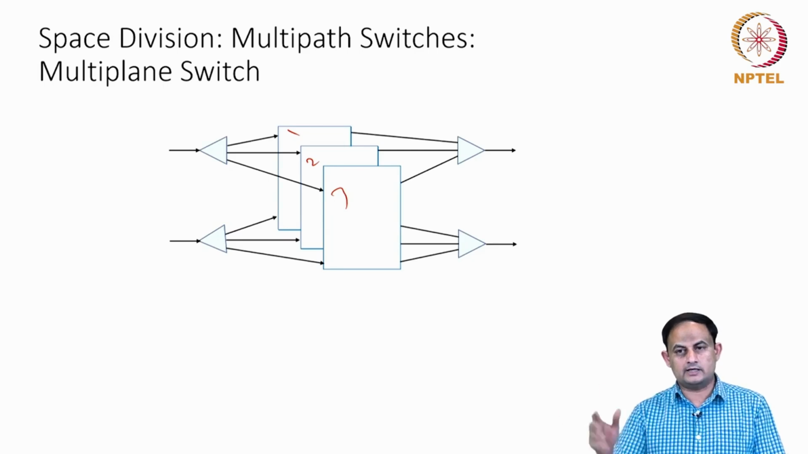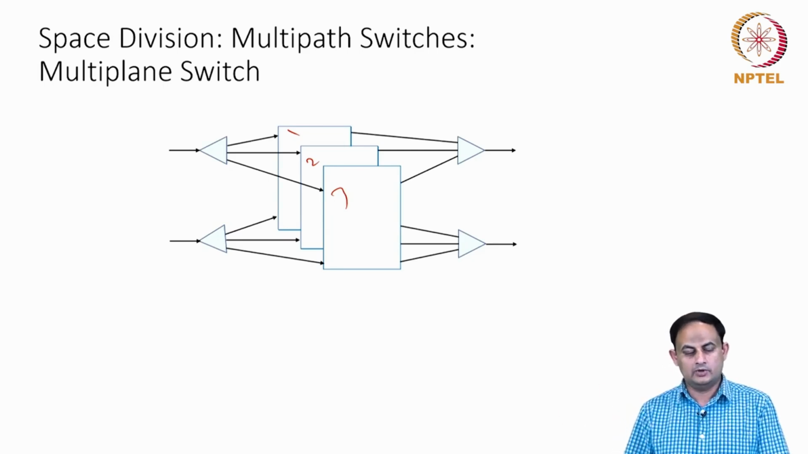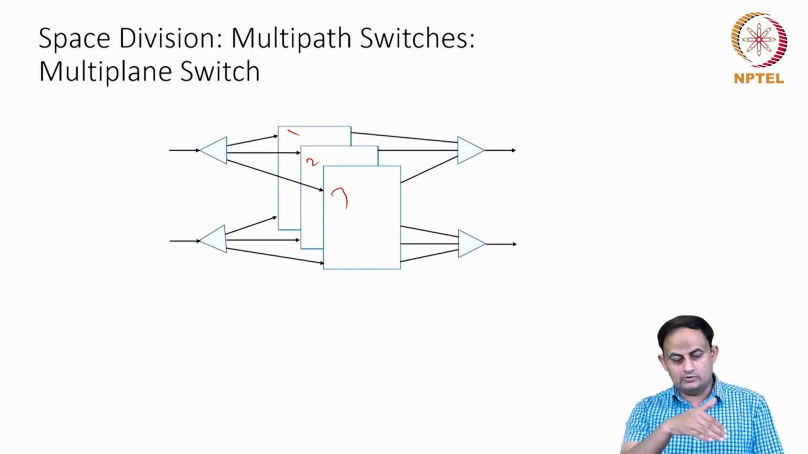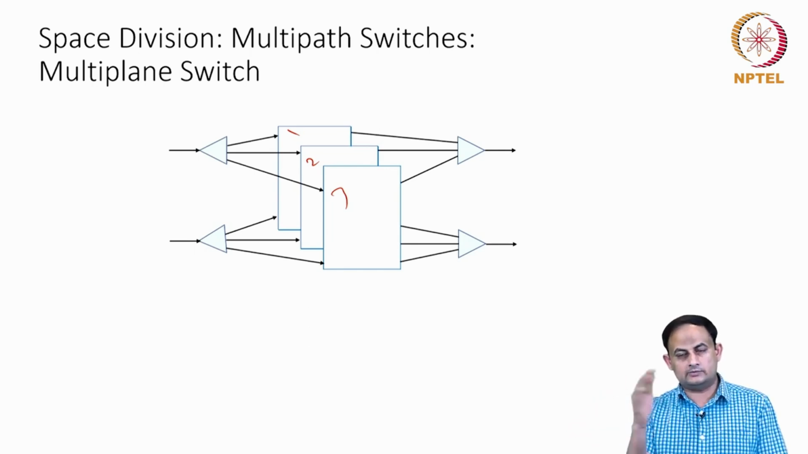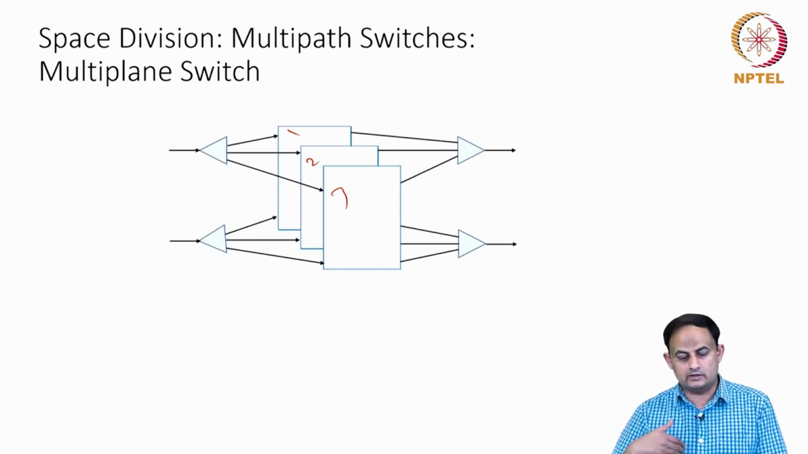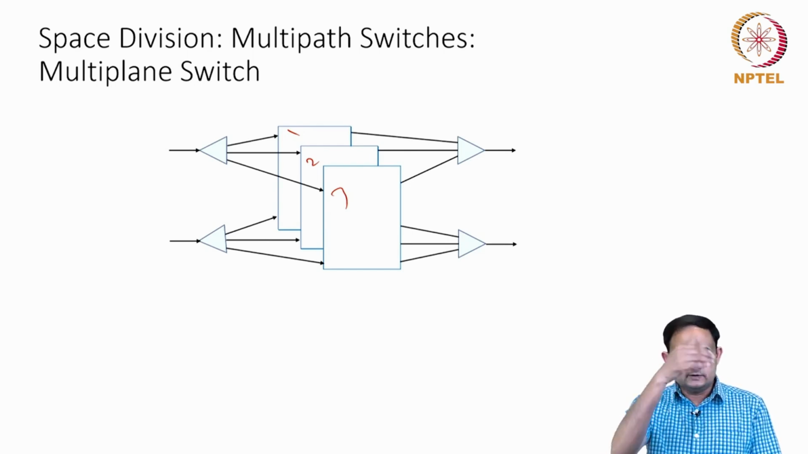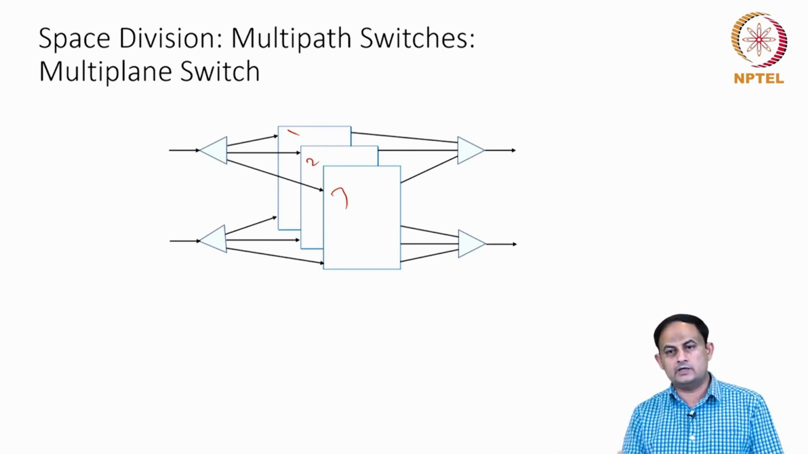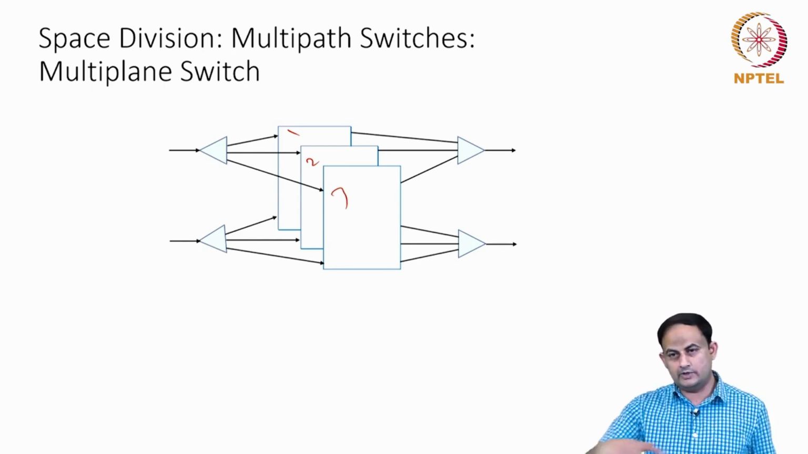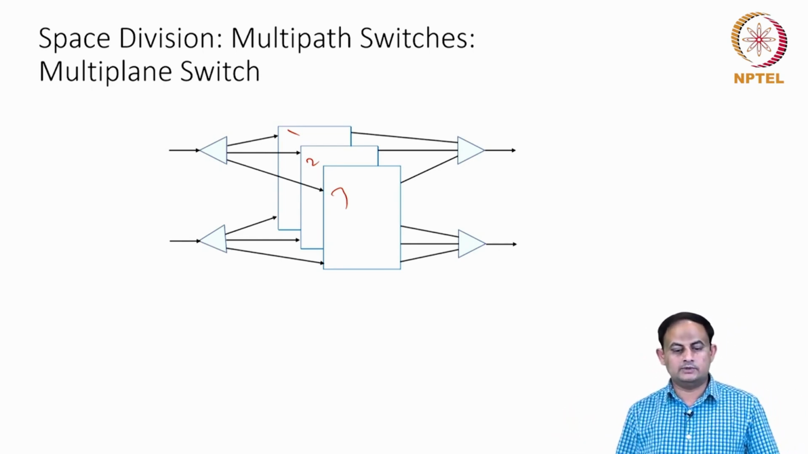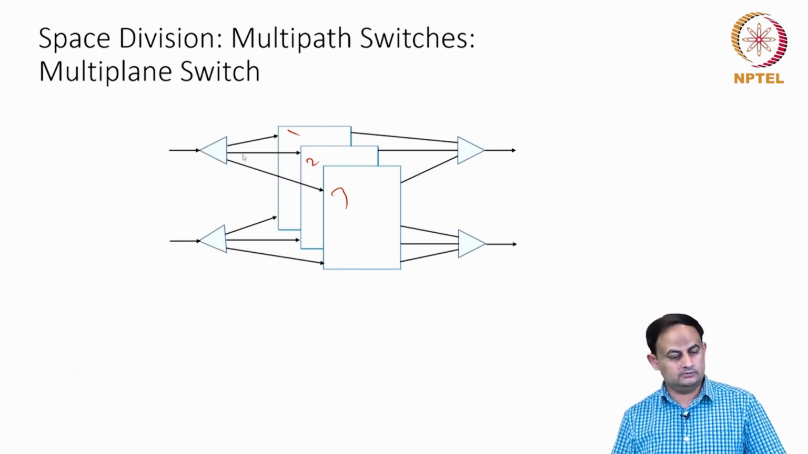So one plane is connecting to every input and output port, even though it might be doing only one transmission at a time, it can connect to one of the input and output ports, because there are multiple such planes available. So you can think of, because the second plane is also connected to the same input port and the output port, you can bring the parallelism in the transmission. So that is an example of the again multi-path switch.